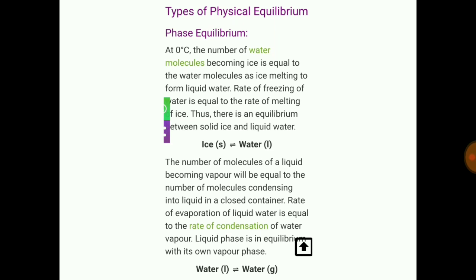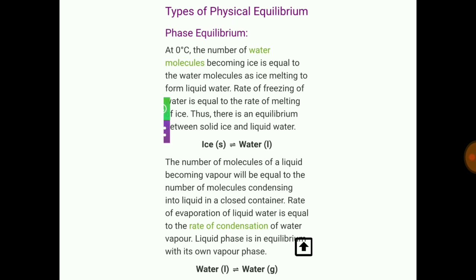That is, the number of ice molecules that melt to form liquid water is equal to the number of water molecules that freeze to form ice. When the number of molecules is equal, we can say it is in an equilibrium state.